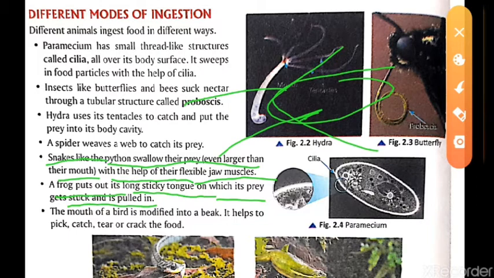The last one: the mouth of a bird is modified into a beak. It helps to pick, catch, tear or crack the food. So the mouth of birds is modified into a beak. Beak means chonch. With the help of that, they pick the food and eat it.